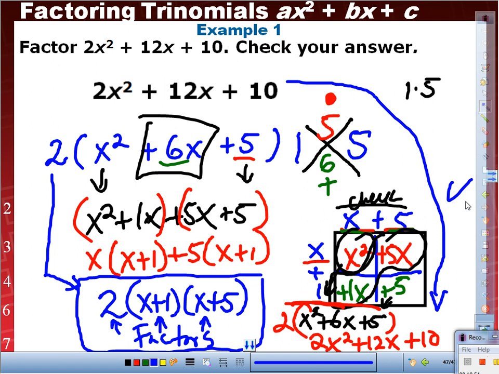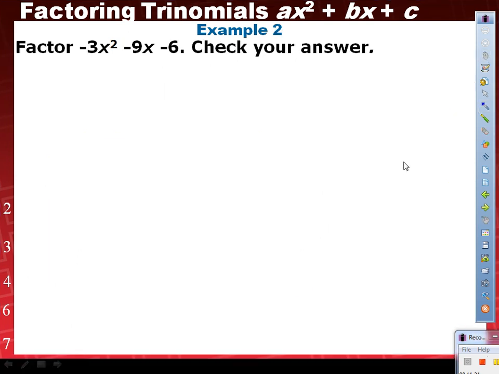So I'm going to give you another one so you can practice by yourself. You don't need to do the check because we already know how to check, but I want you to factor all the way. We got it? All right, here we go. Example 2 says factor negative 3x squared minus 9x minus 6. Do that by yourself. Copy that and go.